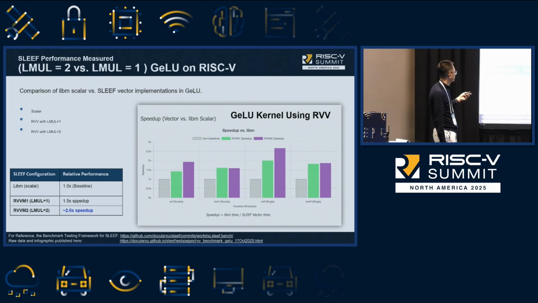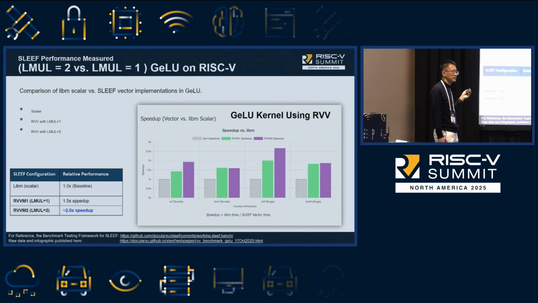Using SLEEF, I wrote a GELU kernel, a real one. For the GELU kernel, there are actually two implementation methods. One is the exact form, using the ERF function, the error function. The other is an approximation using tanh. With both implementations, we see RVV-M2 has about 2 times speed-up compared with the scalar baseline. So really, you see here, RVV is helping us, and length multiplier is worth trying.